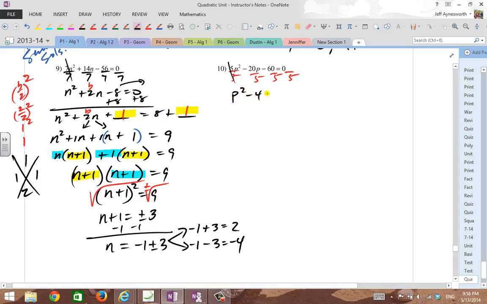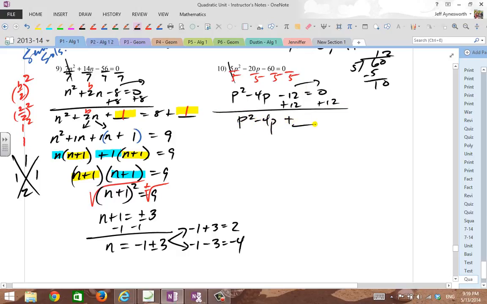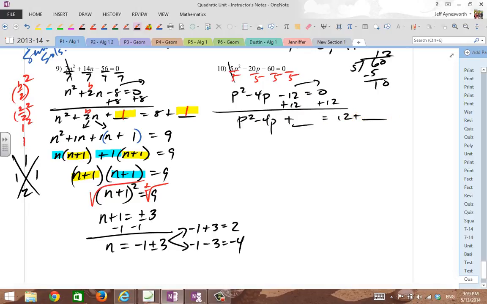P squared minus 4p minus 12. 60 divided by 5 is 12. All right, is equal to 0. 0 divided by 5 is 0. Now, instead of factoring, which we could do, I'm going to complete the square. So get this constant on the right by adding the opposite. I get p squared minus 4p plus blank equals 12 plus blank. We're going to complete the square.